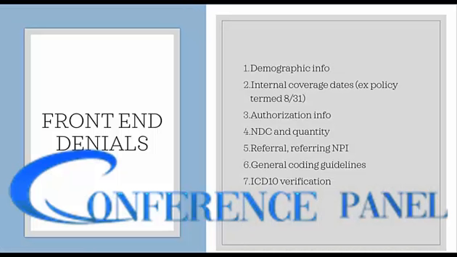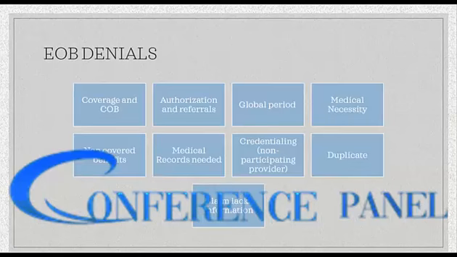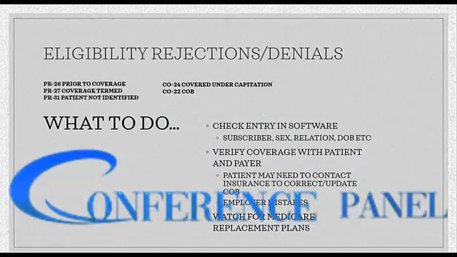Let's talk a little bit more about these front-end edits. Moving on to our clearinghouse denials. These types of things are, again, eligibility and coverage, but they're more definitive. EOB denials: these are certainly not all of the kinds of denials you'll get, but the main denials that we see, obviously coverage and coordination of benefits. So let's talk about some physical examples of these denials and the exact denial codes here.